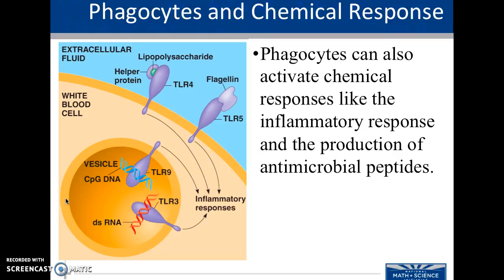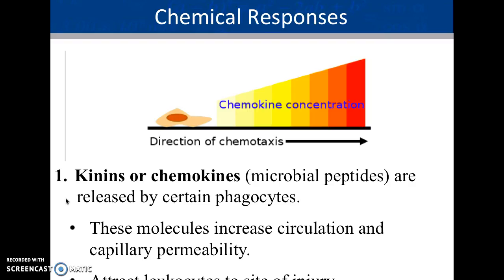There is an animation on YouTube if you would like to go look at it. So phagocytes can also activate chemical responses similar to our killer cells, like the inflammatory response and the production of antimicrobial peptides. So not only do they engulf the cells, they can also start off a response that is chemical in nature. How do they do that?